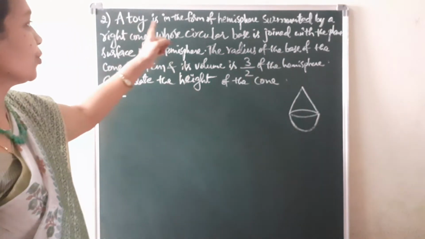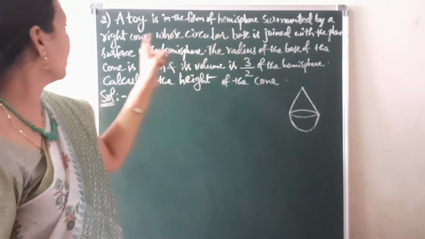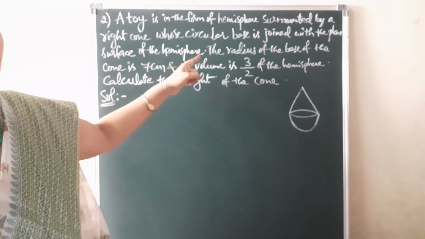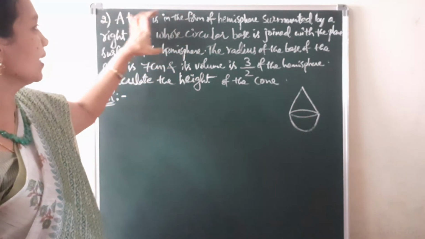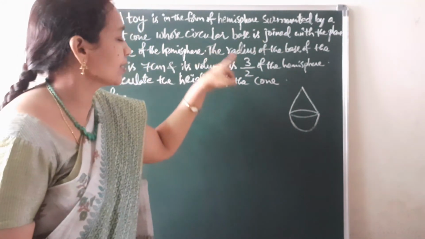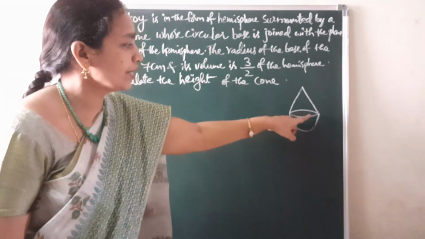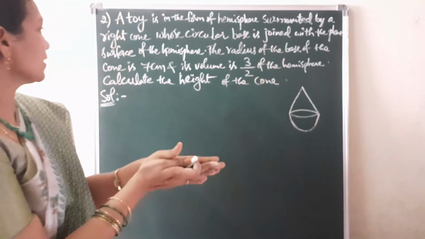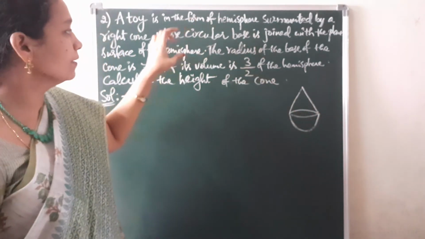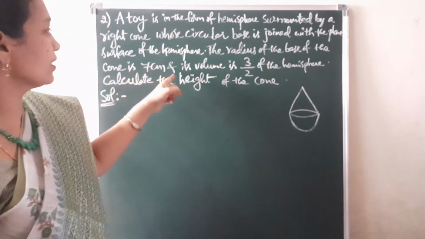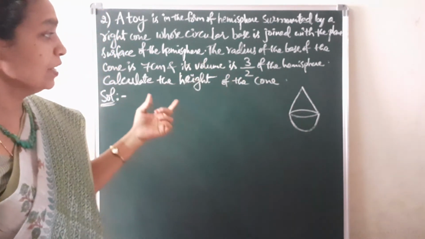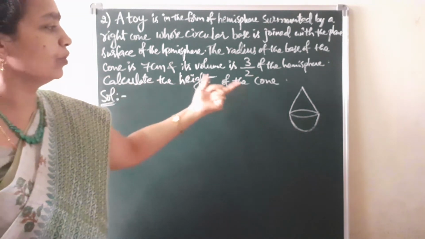Second question is, a toy is in the form of a hemisphere surmounted by a right cone whose circular base is joined with the plane surface of the hemisphere. What is the meaning of this sentence? First a hemisphere, surmounted by a right cone, with the plane base surface of the hemisphere. Those two surfaces were joined together. And the radius of the base of the cone is 7 centimeters and volume is 3/2 of the volume of the hemisphere. They have given the condition, so that you have to find out the height of the cone.